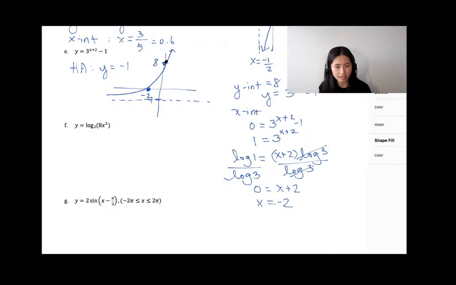Okay, this is passing 8, guys. You get this, right? And this is 2. That's how your function should look. Great.